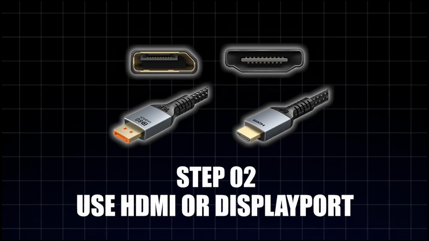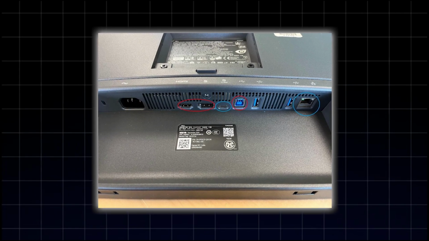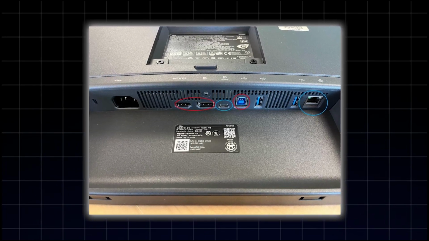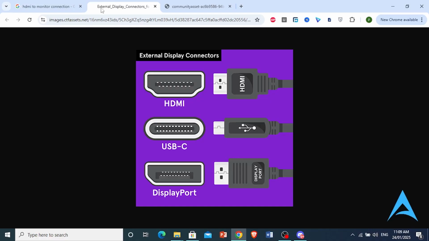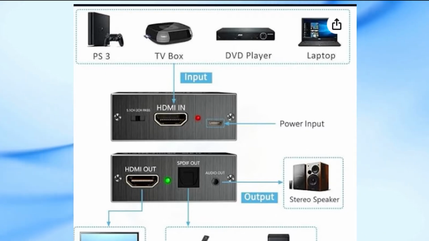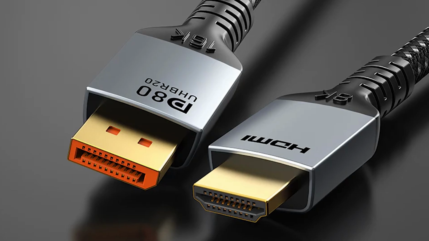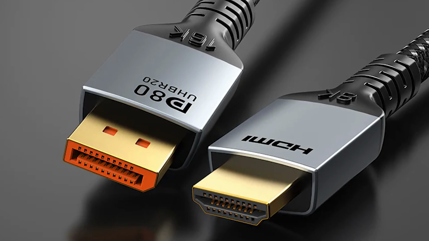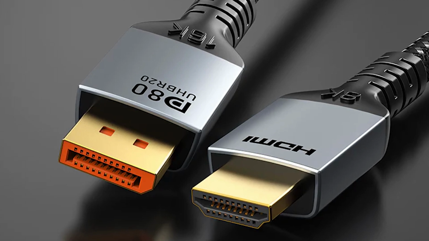Step 2. Use HDMI or DisplayPort. Audio doesn't travel through VGA or DVI cables, so using them means you won't get any sound. Switch to an HDMI or DisplayPort cable, as these carry both video and audio. If you're already using one, try swapping to a different cable in case the current one is faulty.